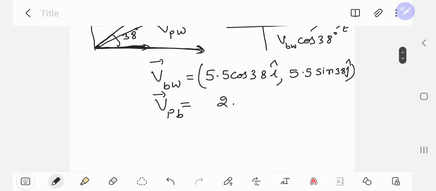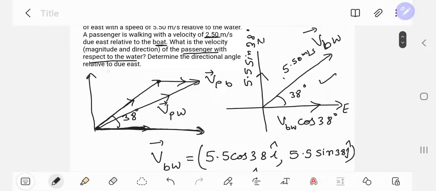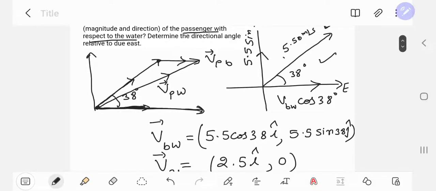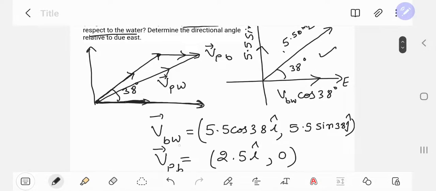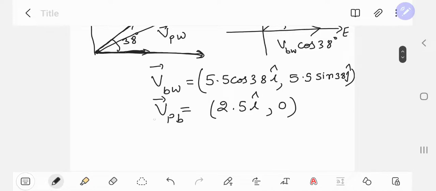So I'm using that value 2.5, and that is the i-cap component, and it doesn't have any y component, so I will use 0 for the y component. Now what will be the velocity of the person with respect to the water? For that we will use the addition of the components. Let's see. This is what we need, the person with respect to water.